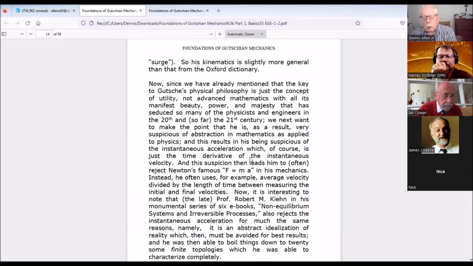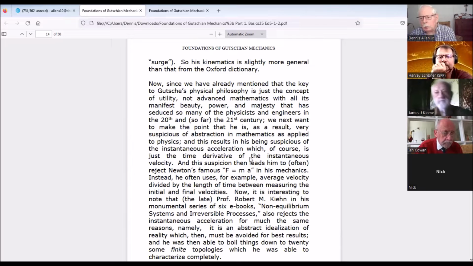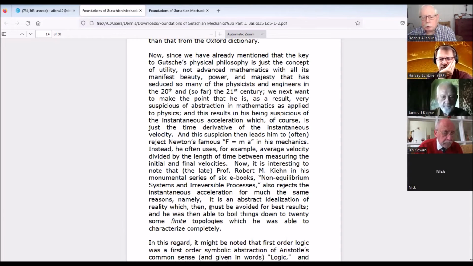The acceleration is a second order abstraction. The first order would be velocity, and the second order would be acceleration. Now, for example, Professor Robert E. Keen has a series of six ebooks, Non-Equilibrium Systems and Irreversible Processes. He also rejects instantaneous acceleration for much the same reason, namely as an abstract idealization of reality, which then must be avoided for best results.